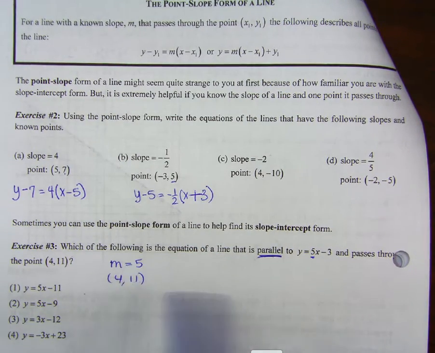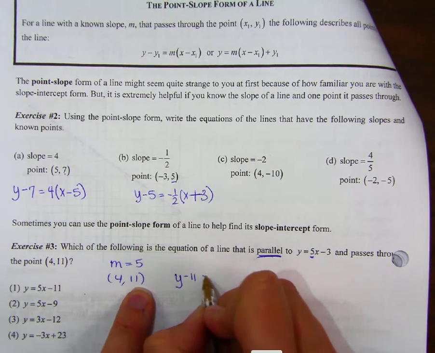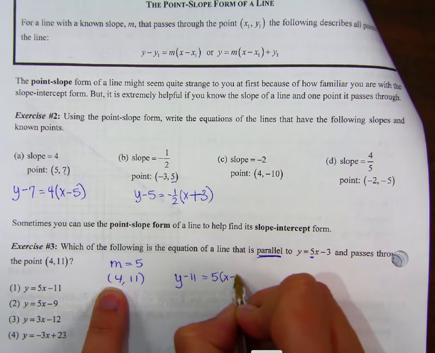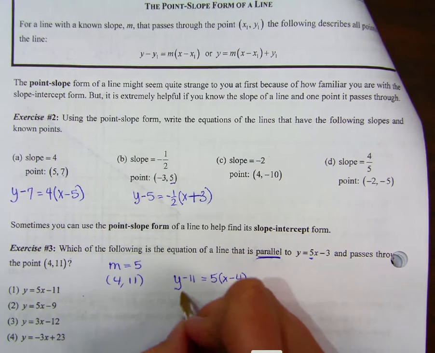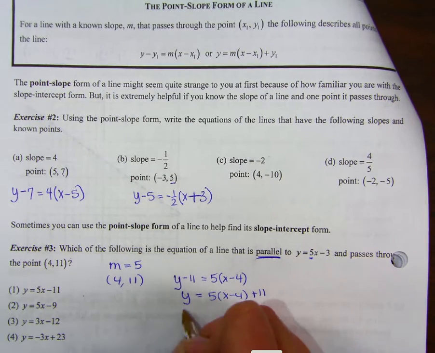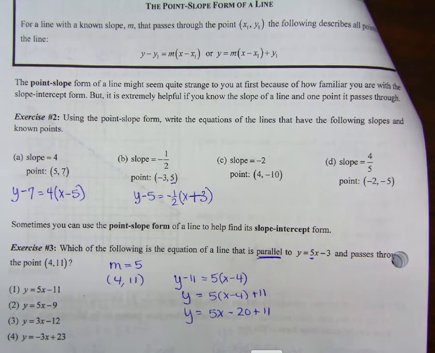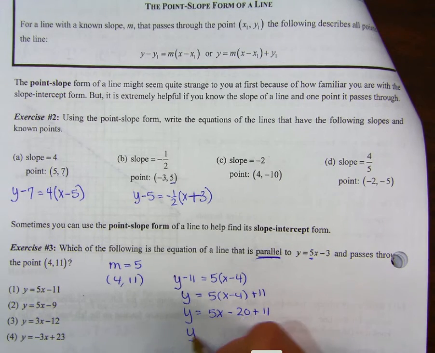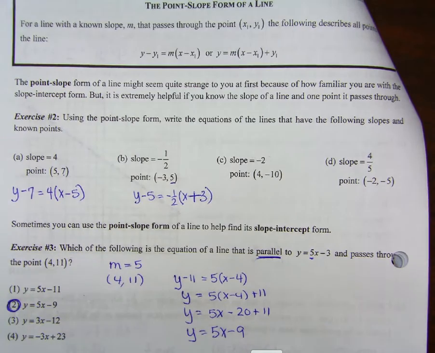So given a point and a slope, I can easily write the equation of a line in point slope form. It's going to be y minus 11 equals my slope times x minus the x value of my point. But that doesn't look like any of these. So what I'm going to do is try to clean that up. So I'm going to add the 11 to the other side, and then distribute the 5. So I have y equals 5x minus 20 plus 11, and minus 20 plus 11 is a -9, which would be the equation of that line.